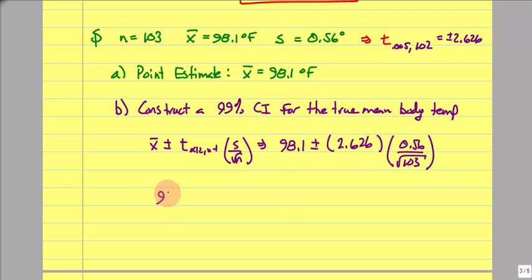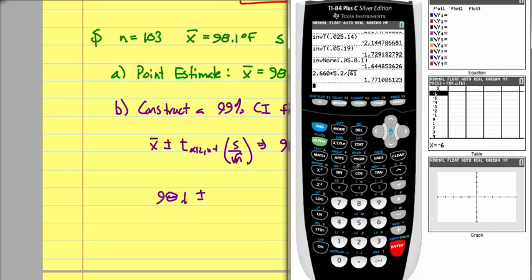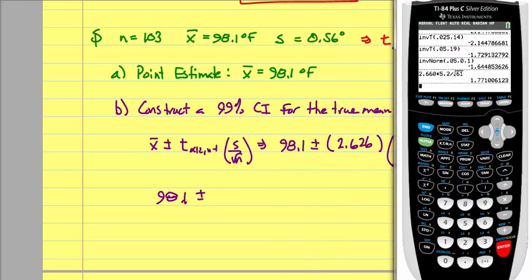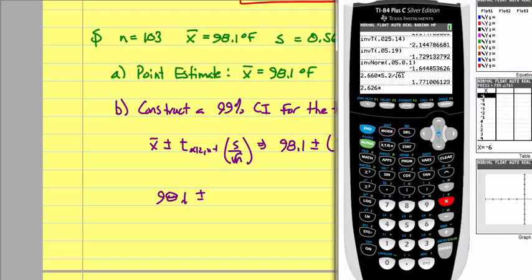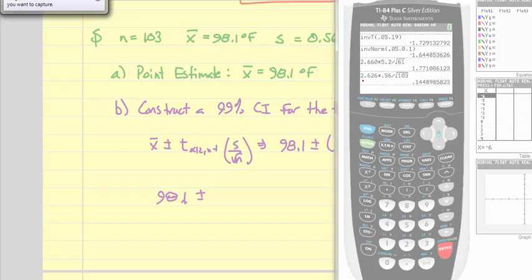So what we have here then is our point estimate, 98.1, plus or minus. Let's go ahead and calculate our margin of error. So for our margin of error, I will have 2.626 times 0.56 divided by the square root of, in this case, 103. So my standard error here is 0.14, or my margin of error is 0.148985, etc. So let's go ahead and throw that in.